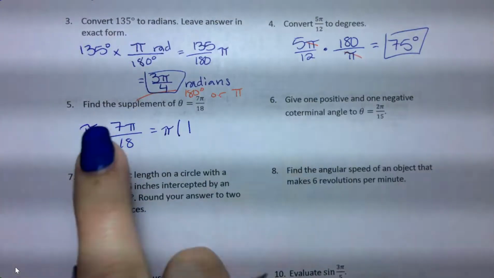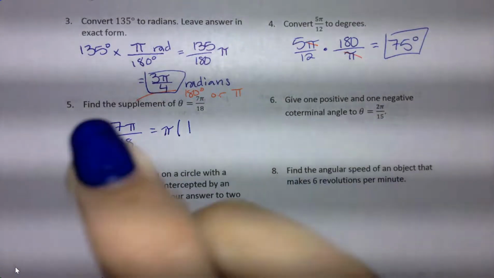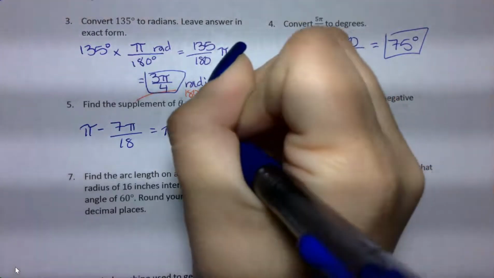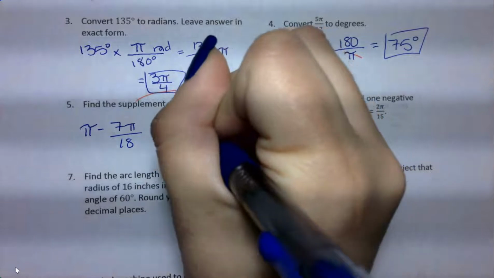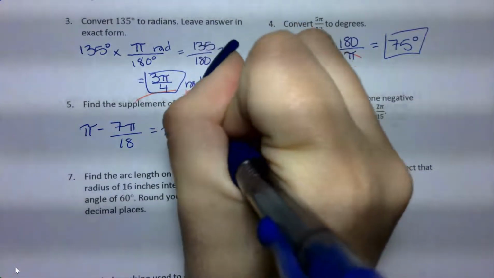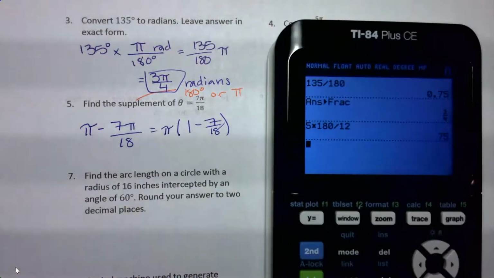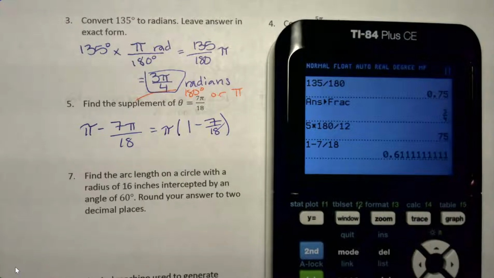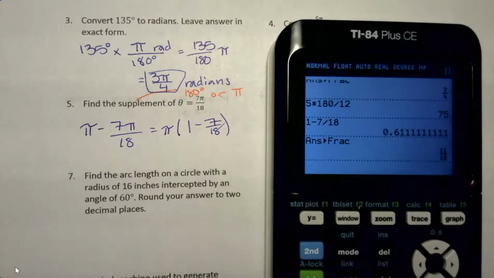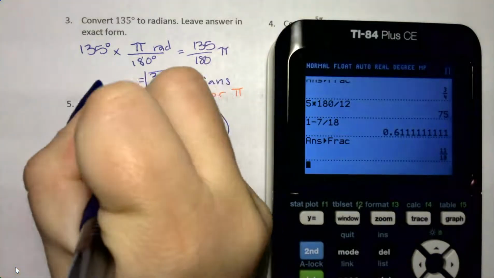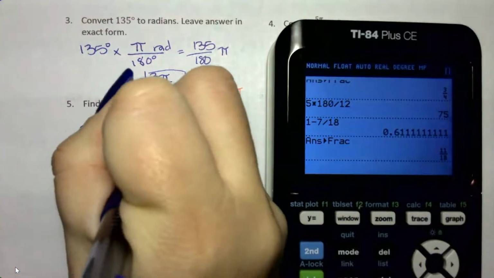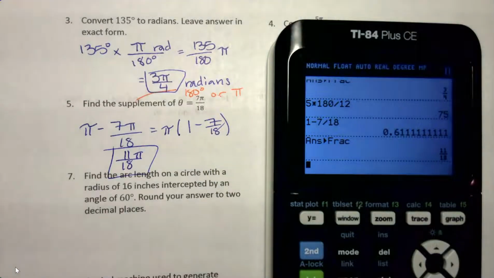But if I factor out a pi, pi divided by pi is 1. Negative 7 pi 18ths is negative 7 18ths. I can type in just the part that's in parentheses into my calculator. So 1 minus 7 18ths. If I go math, fraction, enter, this gets me 11 18ths. So my final answer here is 11 pi 18ths. I put that pi back on the top.